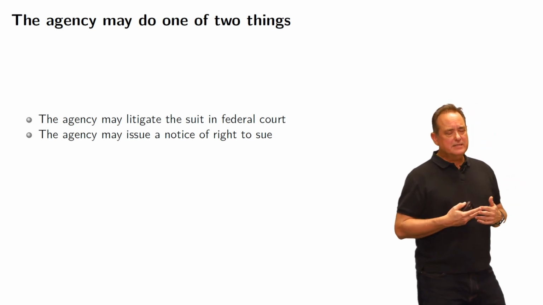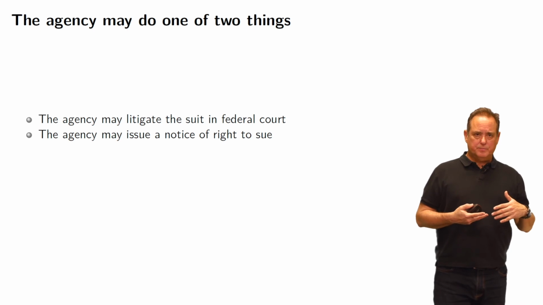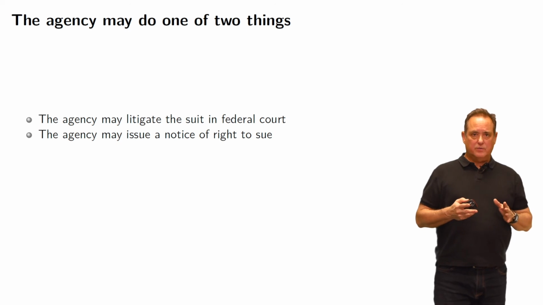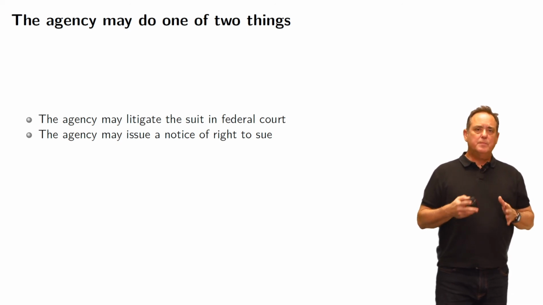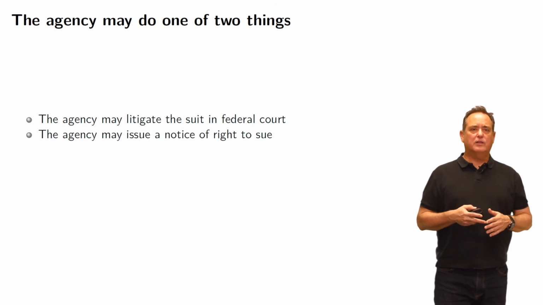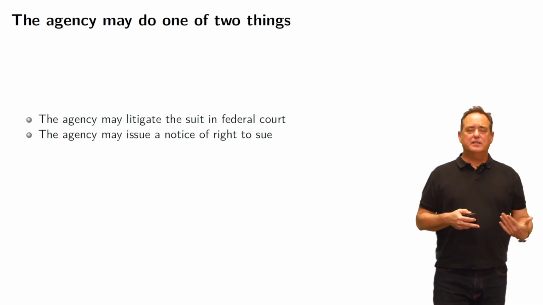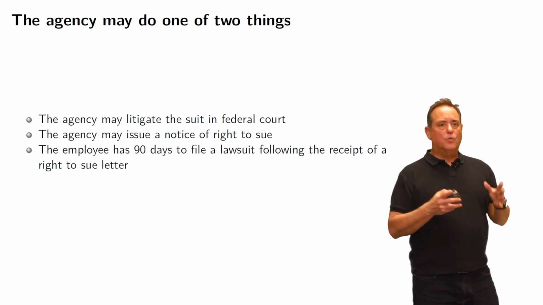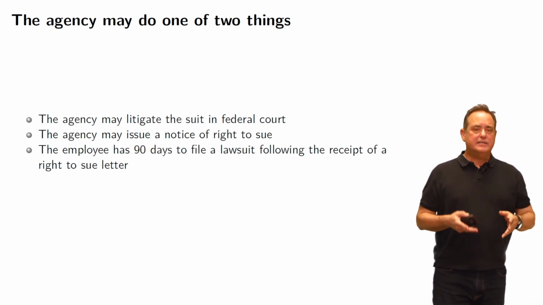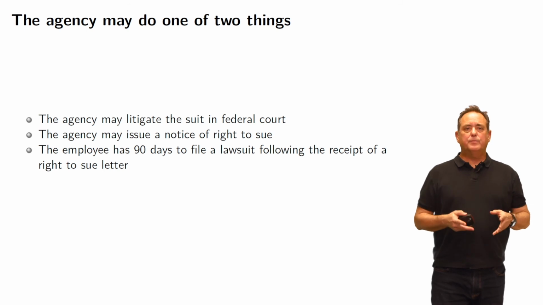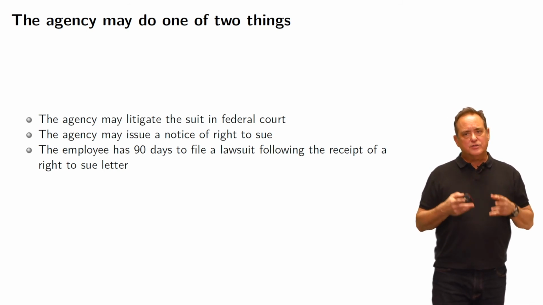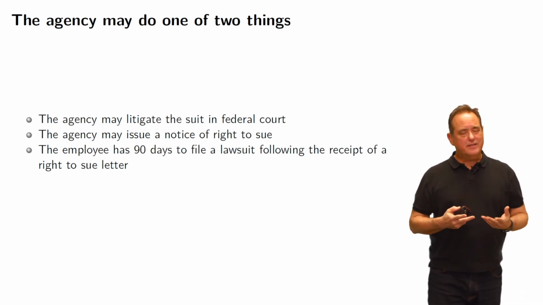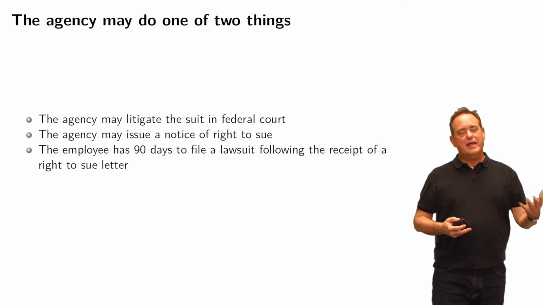And this is a letter to the plaintiff, to the employee, that says, we are not going to file a lawsuit on your behalf. You may, however, choose to file that lawsuit. So the agency issues this letter, the notice of right to sue, which then starts another clock running. Once the employee receives the right to sue letter, the employee has 90 days to file her suit before it expires. If you wait longer than the 90 days, your claim may expire.